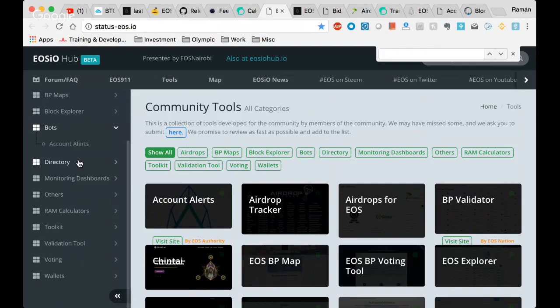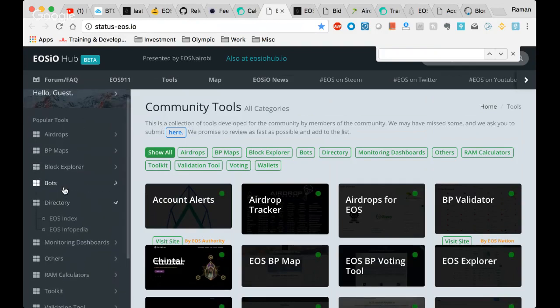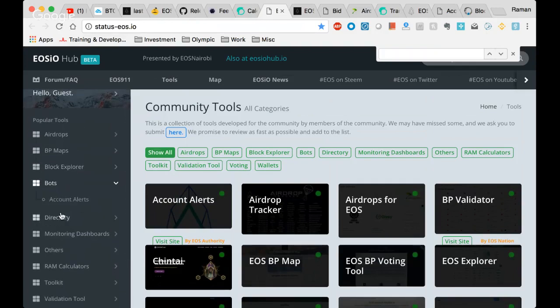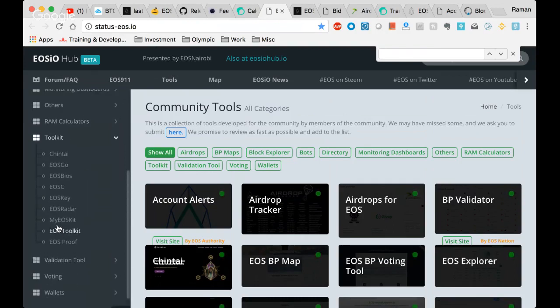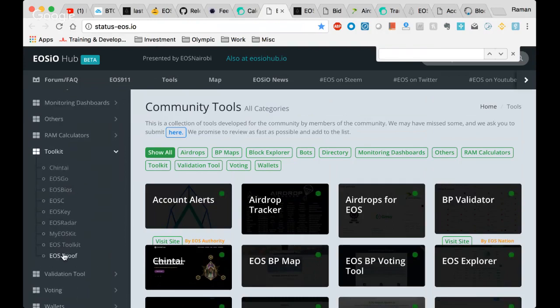What kind of tools are available? We have done many videos on these. We have talked about account alerts from EOS Authority. We have talked about the RAM calculators. We have talked about the EOS toolkit. Then there are many more toolkits coming up, and you can look at all of these.